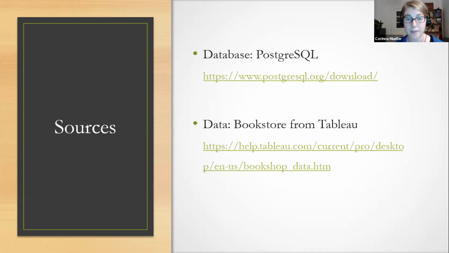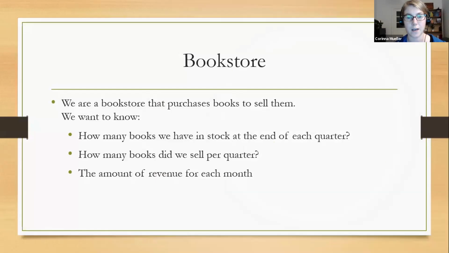So the plan for today is we are a bookstore. What we do is we buy books and then we sell them. And what we want to know is, for example, at the end of each quarter, how many books do we have in our bookstore? Then we want to know how many books we sold per quarter. And we want to know the amount of revenue for each month. So this is the general setup.